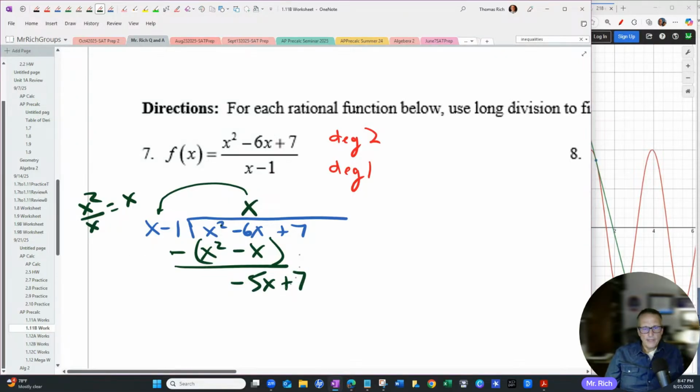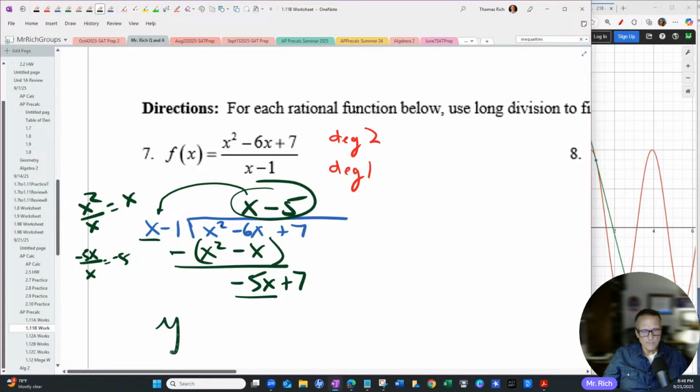We're going to divide the negative 5x by the x. What is negative 5x over x? It's negative 5. That's as far as you need to go, because now I know what the equation of the line is. It's y equals x minus 5. That is the slant asymptote.